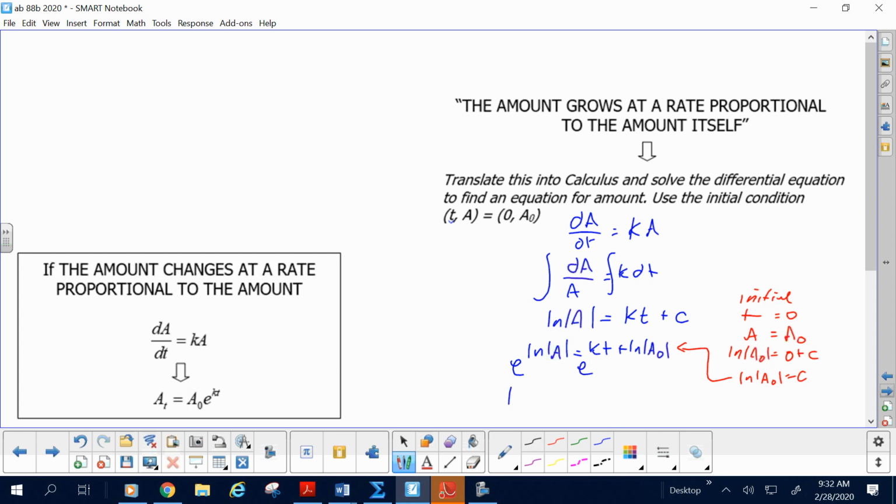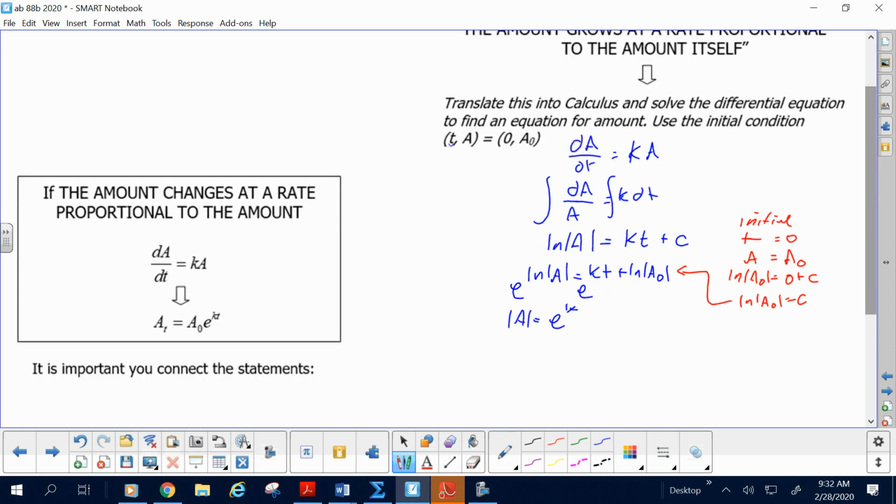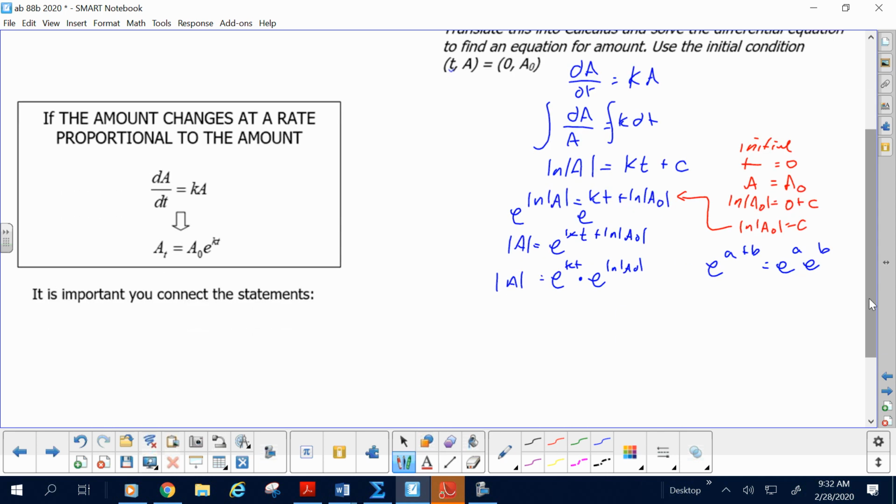All. So I get absolute value of A equals e to the KT plus natural log of A initial. So far, so good? It should look familiar. Now, we said yesterday that e to the A plus B is equal to e to the A times e to the B, right? And so this side is equal to e to the KT times e to the log of A initial, which is just absolute value of A initial, which I'll put in front.